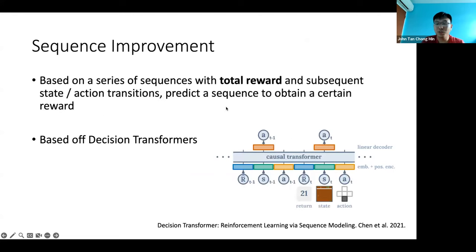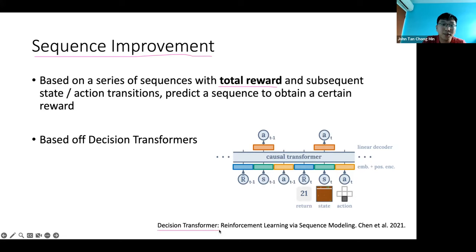All right, now to the most interesting part, the sequence improvement part. Sequence improvement is basically to see whether or not the large language model can learn. Normally large language models don't really learn. They only have a certain pre-training, then they just output the generated tokens. But can we use it to do some form of reinforcement learning and improve on the path or trajectory taken by an agent? This is called sequence improvement, and it is based heavily off an architecture called a decision transformer. So what is a decision transformer?